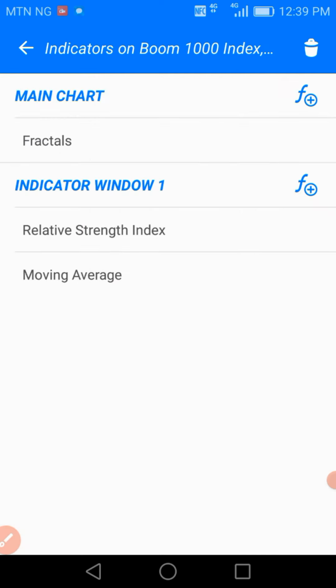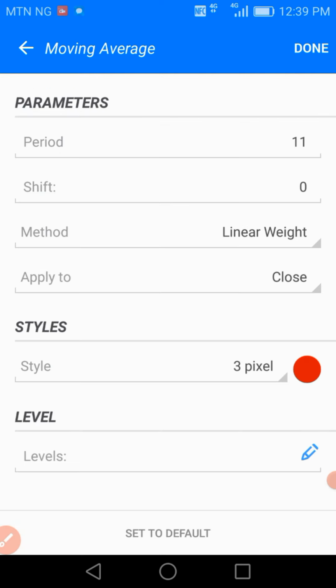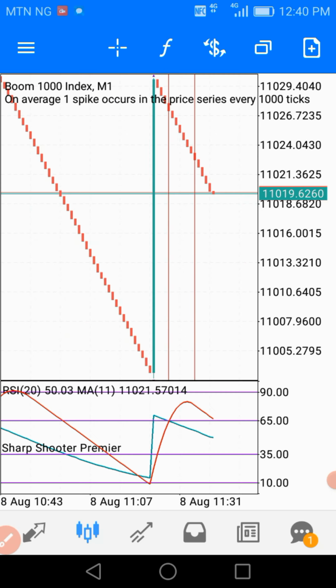All right, then the last indicator we have on indicator window 1 is the moving average. The period is 11, the shift is 0, method is linear weight. I repeat, linear weight. You apply it to close, and the size is 3 pixels, color is red. You can use any color of your choice, but I chose red so that I'll have a better vision of it. Then you click done.